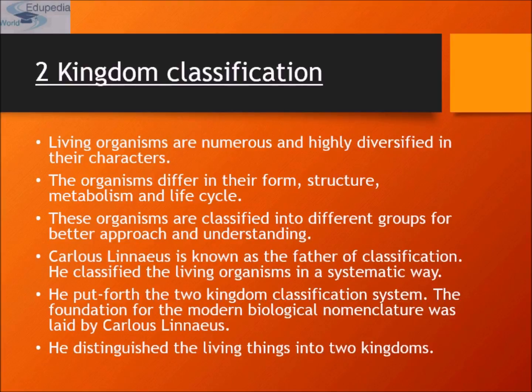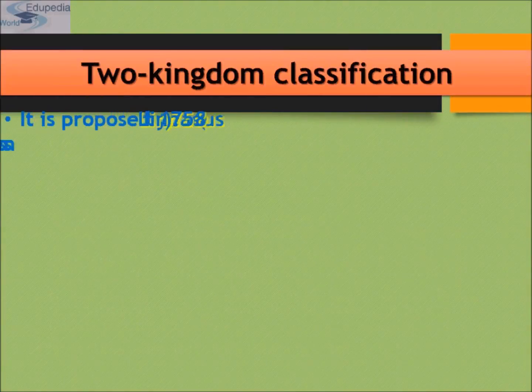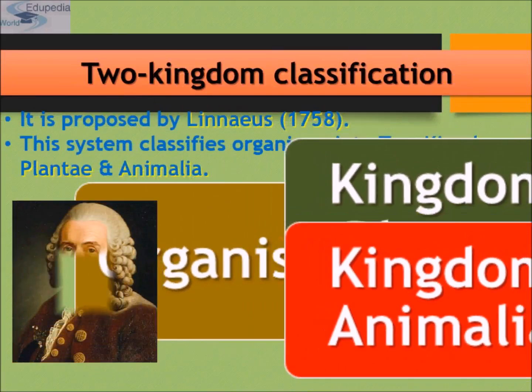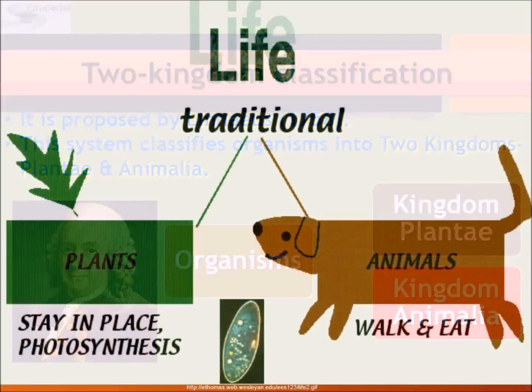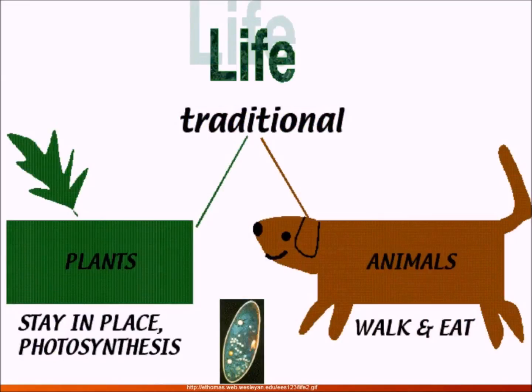So, we know that it has two kingdom classification, that means Plantae and Animalia. It was proposed by Linnaeus. This system classifies organisms into two kingdoms, that is Plantae and Animalia. As you can see in this diagram, life is divided into two categories, plants and animals. Plants stay in place, that means they don't move, and they prepare their food by the process of photosynthesis. And the animals, they walk, they eat.